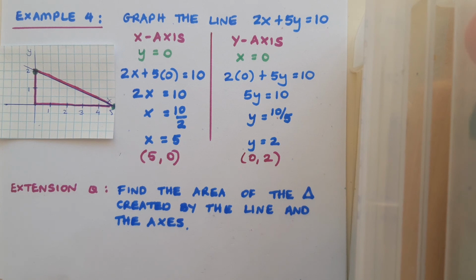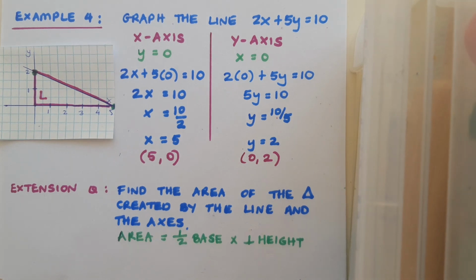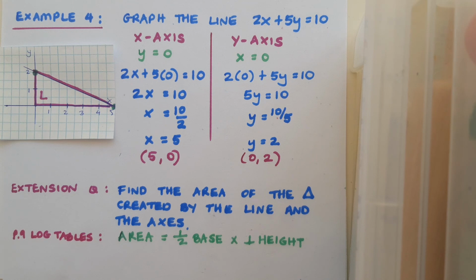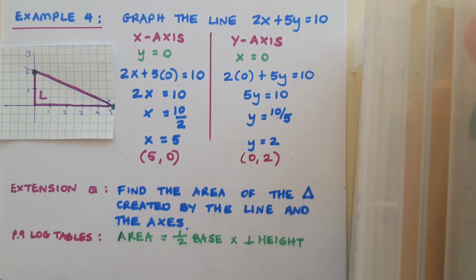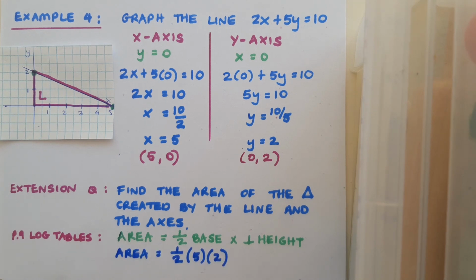What type of triangle is it, do you think? It's a right-angled triangle. Remember the formula for the area of a triangle? It's a half the base times the perpendicular height, and it's available on page 9 of your log tables. So to find the area, I just need to decide what the base of the triangle and the height of the triangle are. In this case, the base is 5 and the height is 2. So the area can be calculated as a half, 5 times 2, which is 5 units squared.